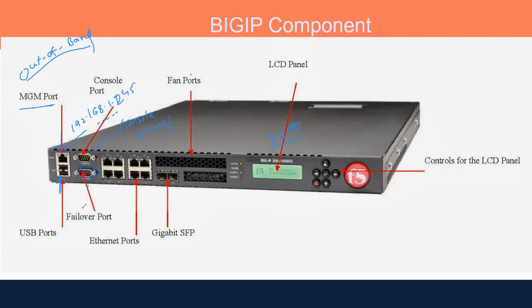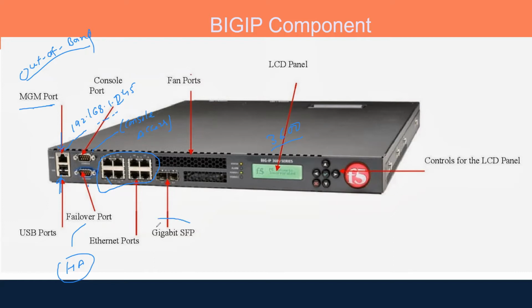Then there is a failover port. When you configure the F5 device in HA, at that time this failover port will be used. HA means high availability. Two devices you are going to configure. One device is working as active and the other device is working as passive. So those are the HA ports. These are the Ethernet ports, and these Ethernet ports work as load balancer ports. So one of the interfaces you can connect to the front end device, and the other interface you can connect to the back end device.